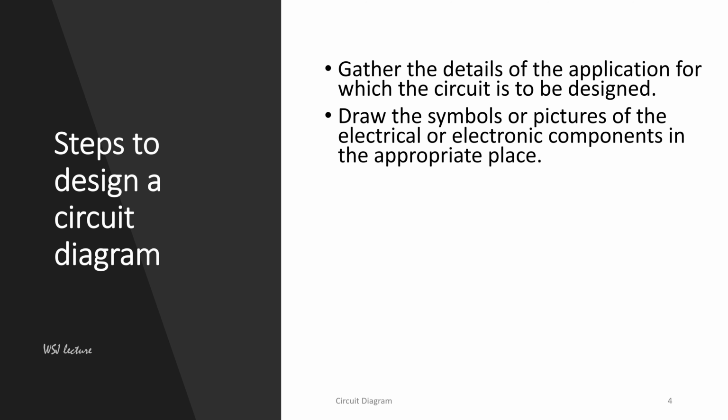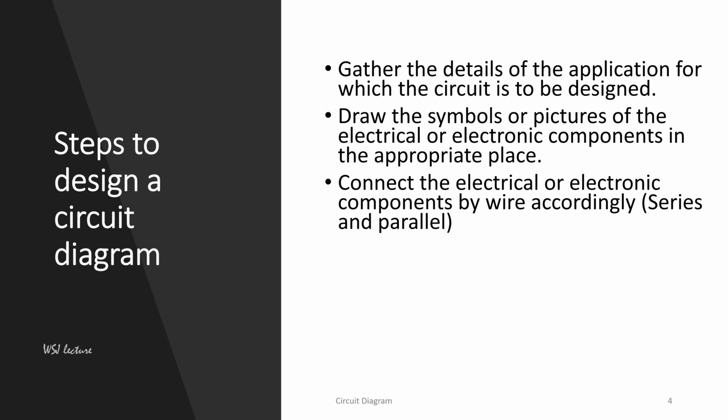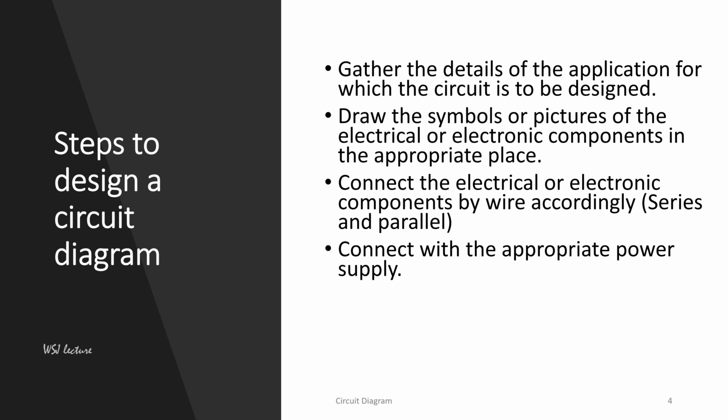The second step is draw the symbol or picture of the electrical or electronic components in the appropriate place. As you have idea about the application, draw the symbol or picture of the component in the appropriate place. The third step is connect the electrical or electronic components by wire accordingly. Based on the application, you may have to connect the components in series or in parallel.